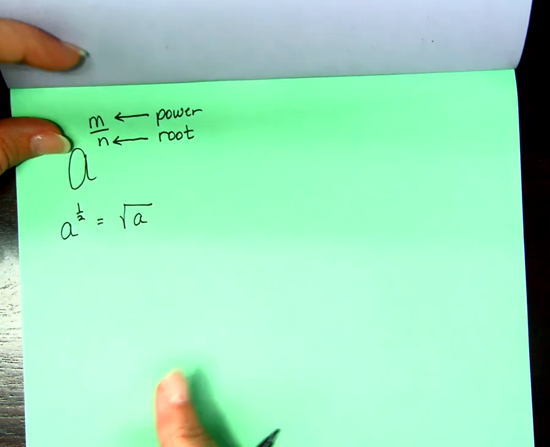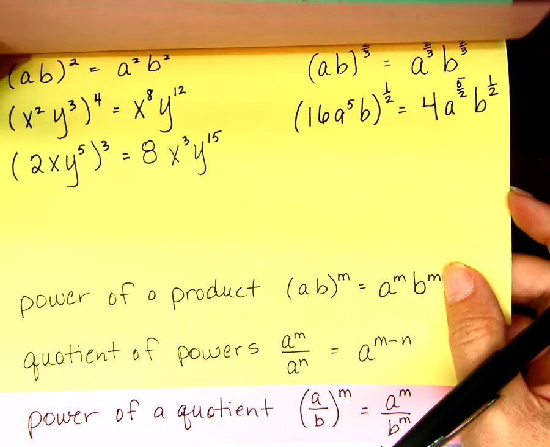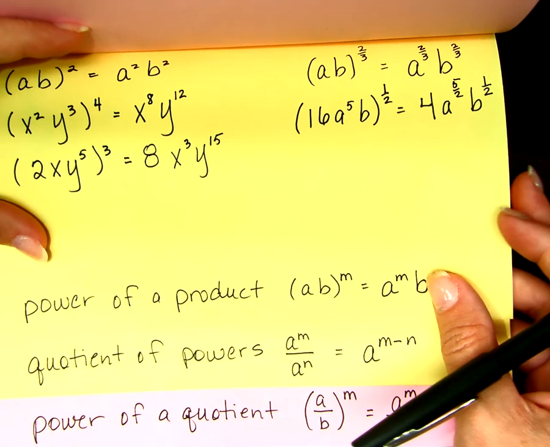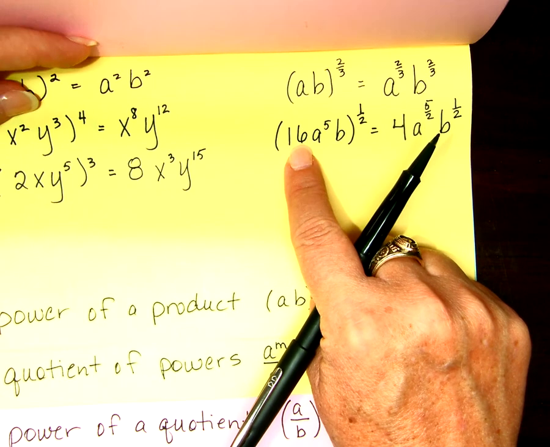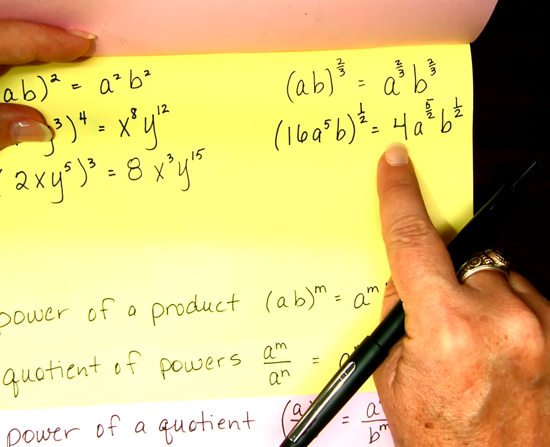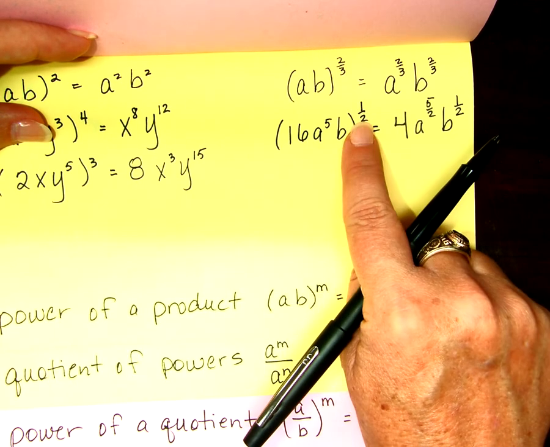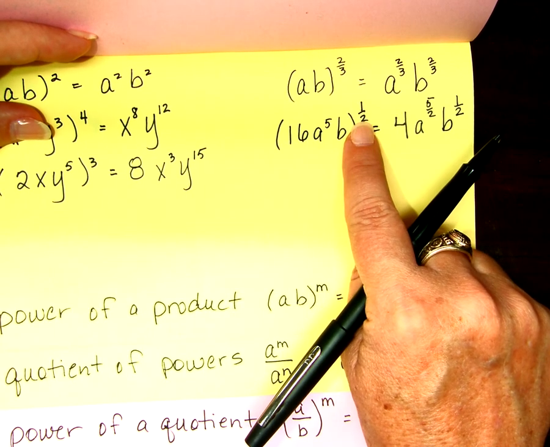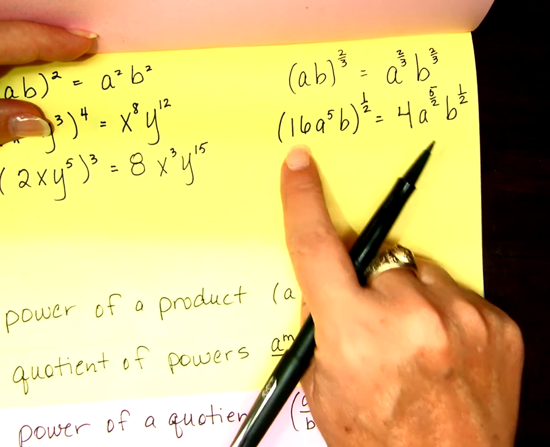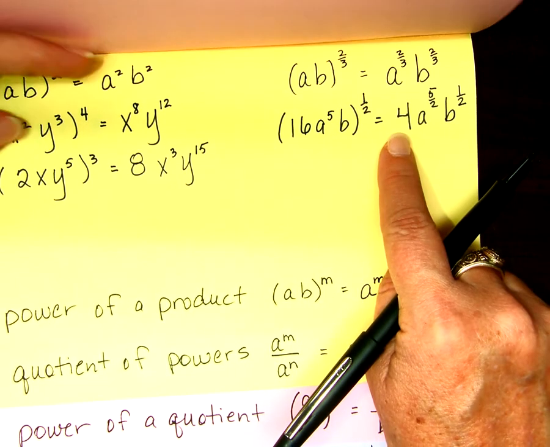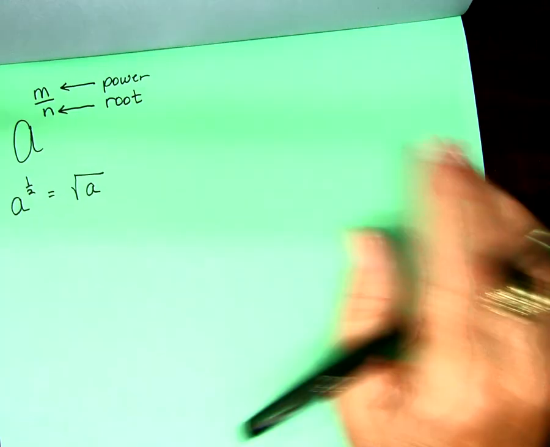Does that make sense? Please go back to the tab that we called power of a product. I told you we would come back here, didn't I? We went from 16 to 4. How did we go from 16 to 4? 16 to the 1/2 power. What did we just figure out? Raising something to the 1/2 power is the same as the square root. What is the square root of 16? 4. Does everybody understand? That makes sense now? Okay.